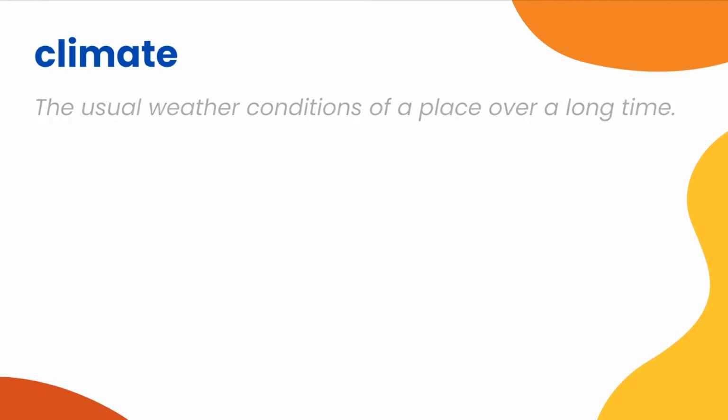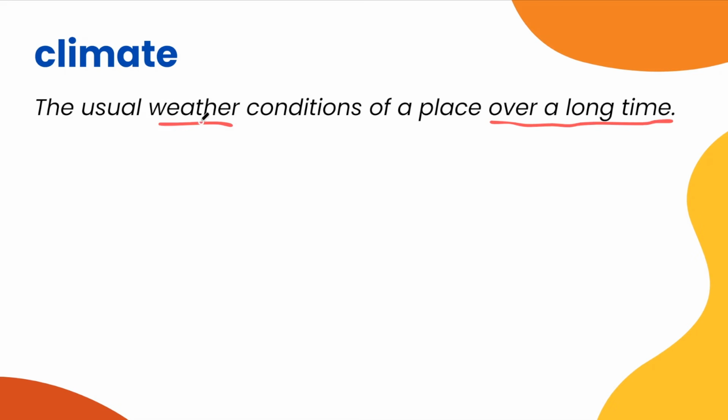Climate. This is a word you cannot do without when talking about the environment. It means the usual weather conditions of a place over a long time. In other words, over decades or centuries or millennia. It's not something about days or weeks. When we talk about the weather, we normally talk about days, a few days, maybe a week or 2 weeks. Climate is a long period.